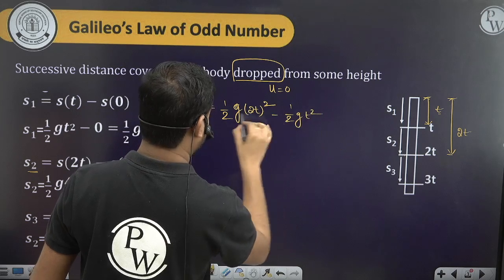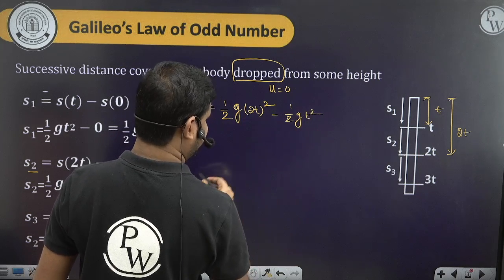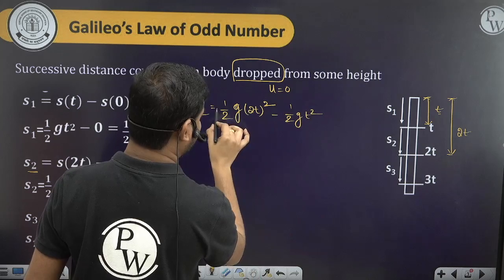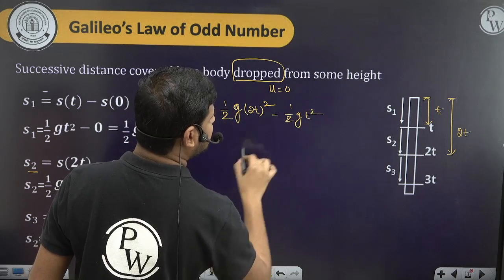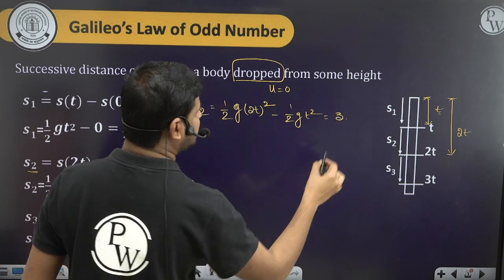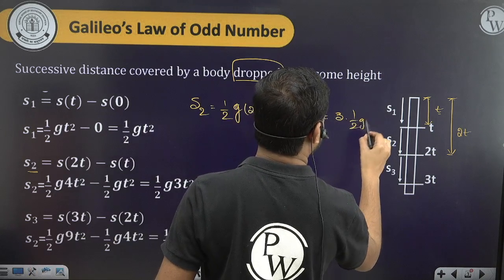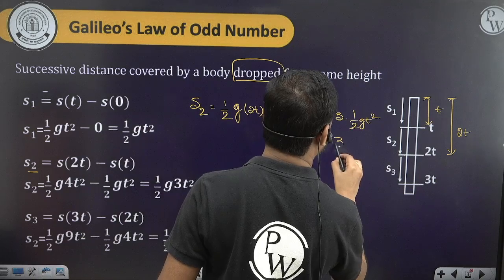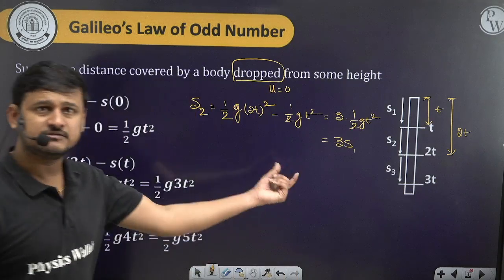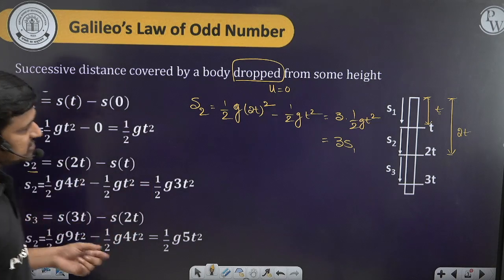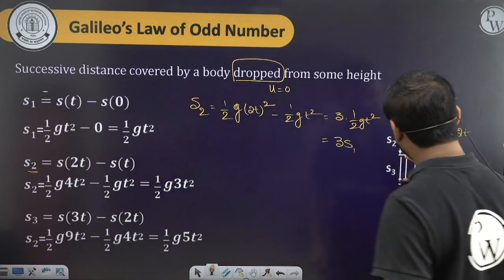So this is going to be 4 gt square minus half gt square. Yes or no? So this is 4 into half gt square, this is minus half gt square, which is going to be 3 into half gt square. So which is nothing but 3 times the S1. 3 times the S1.